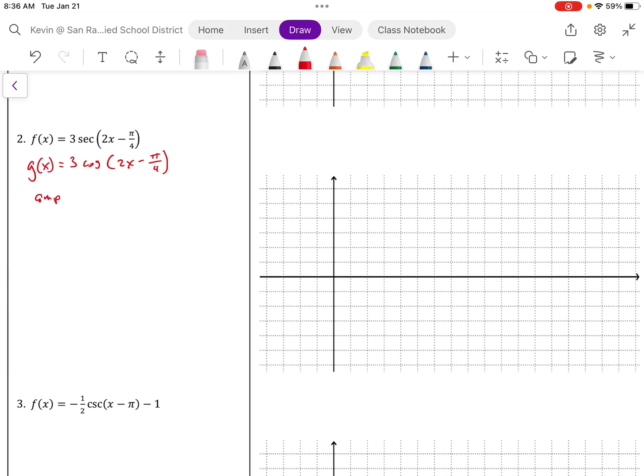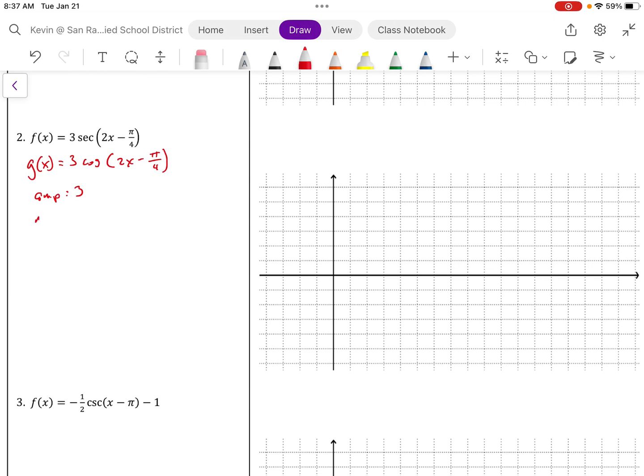So what do we have all here? We have our amplitude. Amplitude is 3, which means we're going to be going 3 above and below the midline. Our midline, since we just mentioned that, is y equals 0, again because there's nothing here. There's no plus d. And then again, our amplitude is 3. Then all we need to do now is find our x increments, our period.